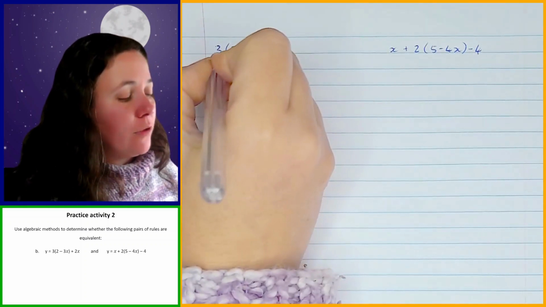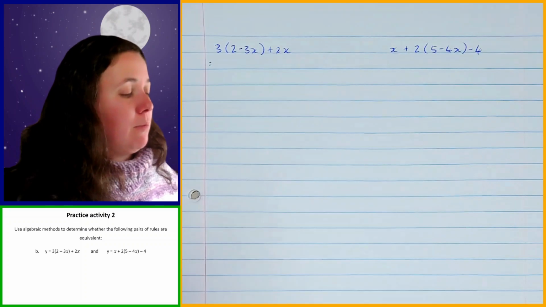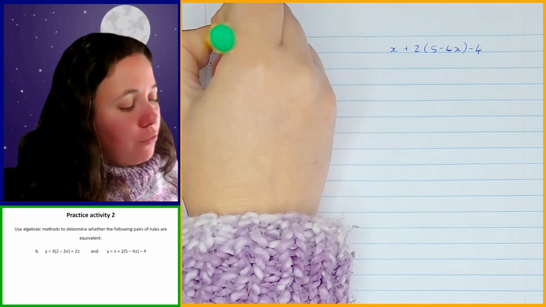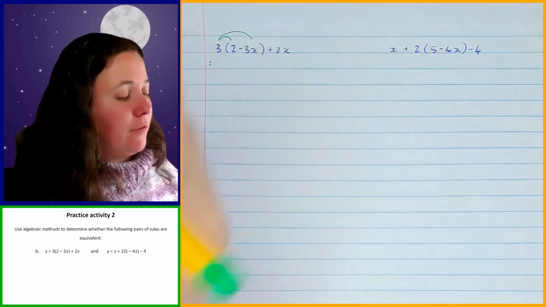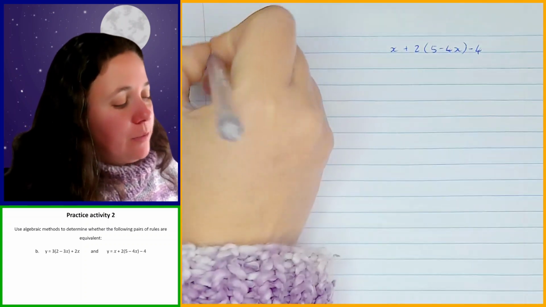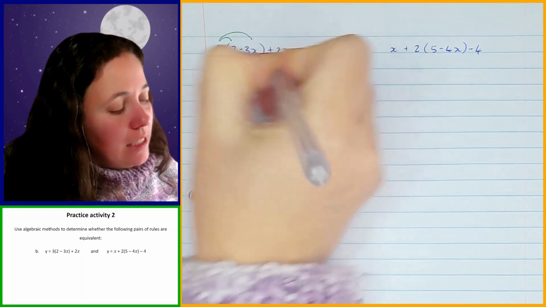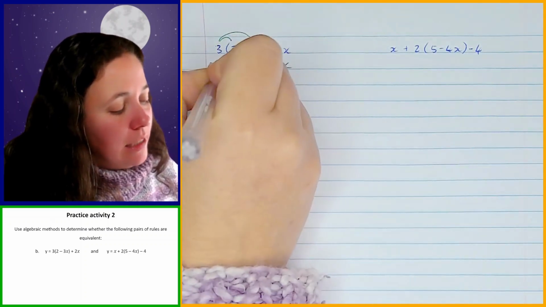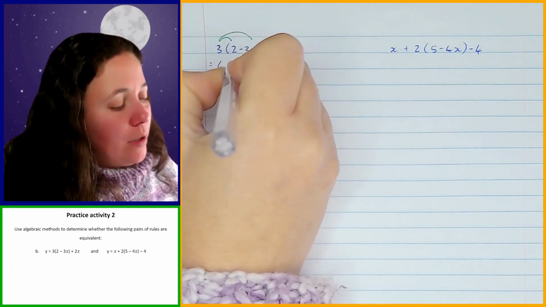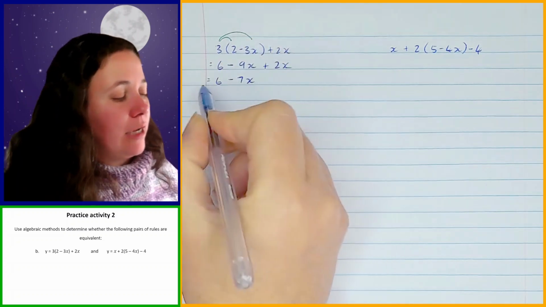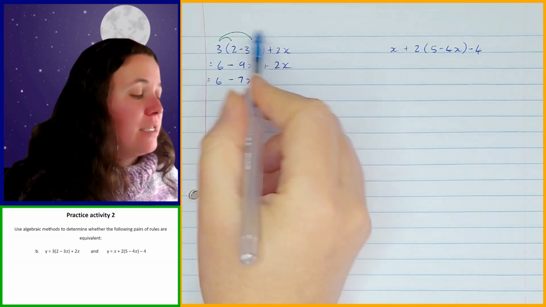Okay, so over here I can simplify this by multiplying the 3 into the brackets. So 3 times 2 is 6, and 3 times negative 3x is negative 9x. So that's going to be 6 minus 9x plus 2x, which I can then simplify by adding my like terms. 6 minus 9x plus 2x is minus 7x. Okay, so that's what I get when I simplify this one over here.